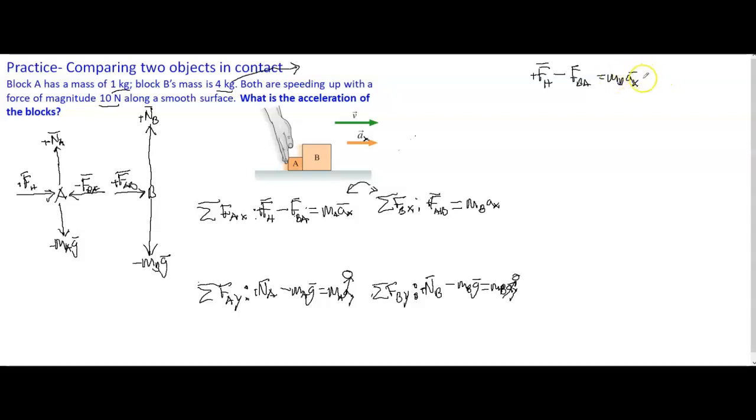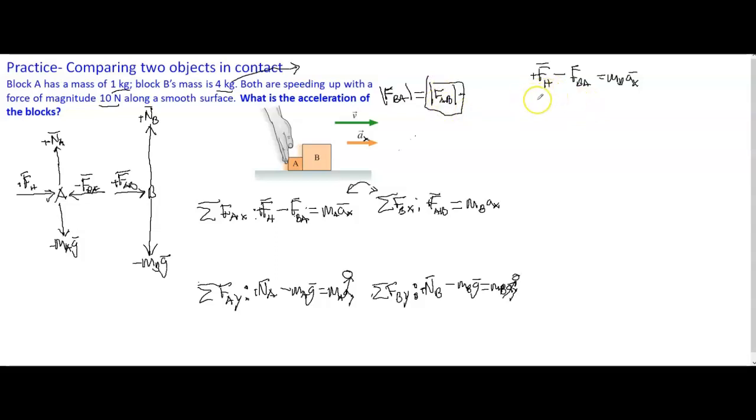All right? But we have to remember that force B on A is the same force. It really is. It's just the same force as the force A on B. So I'm actually just going to call both of these forces the same thing, which is equal to, we're going to call them both force AB.